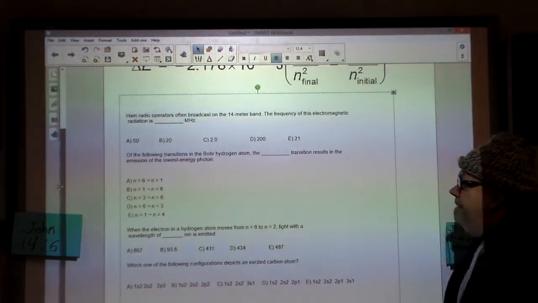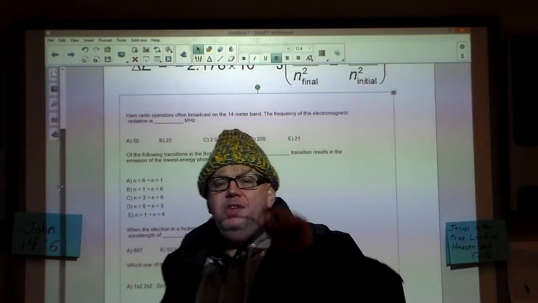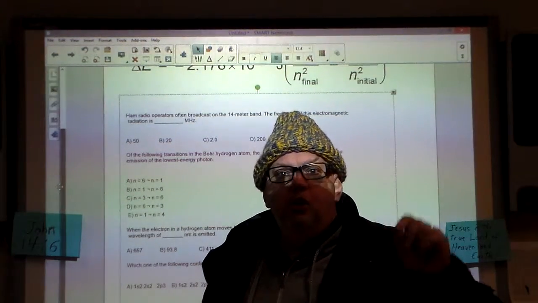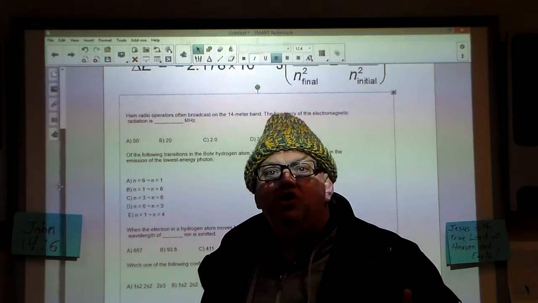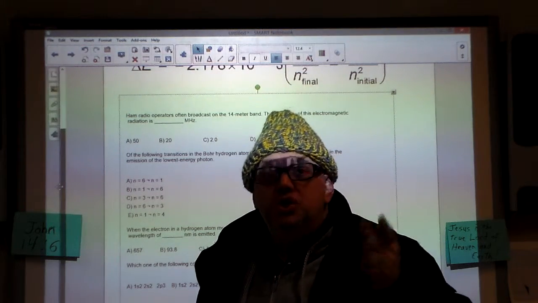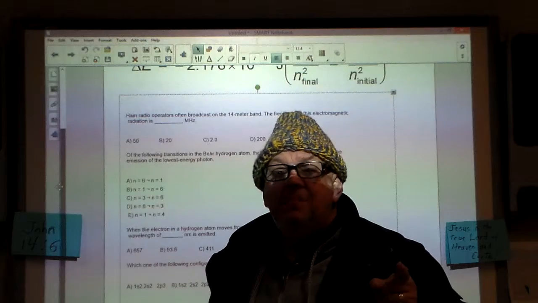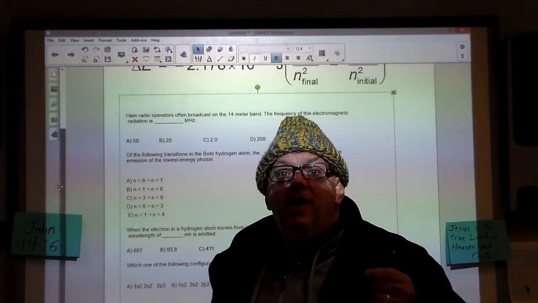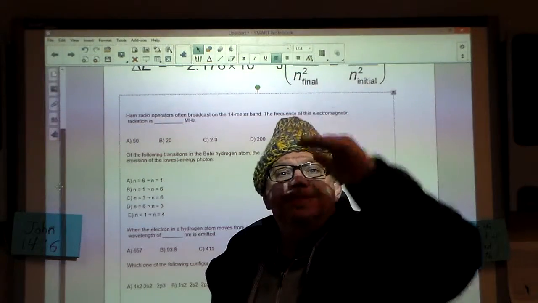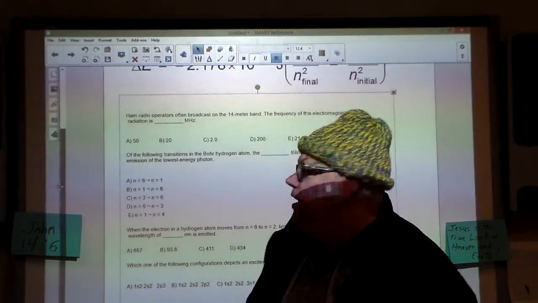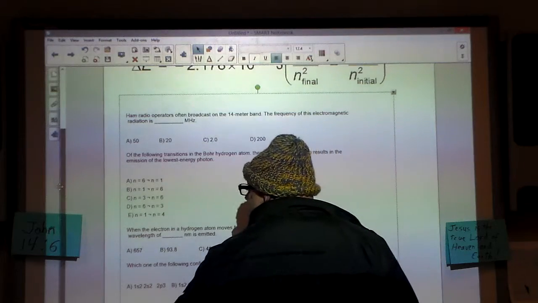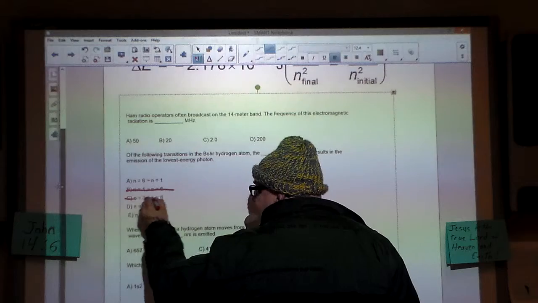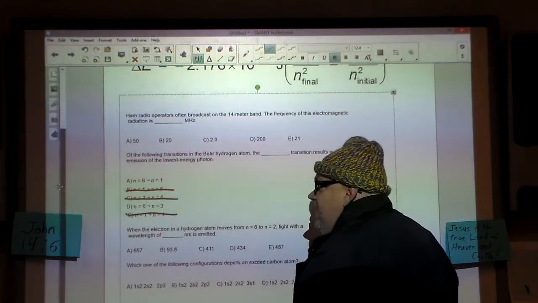Now, here's the thing. If you're talking about electrons giving off energy, do electrons climb levels in order to give off energy? If you don't know the answer to that, you should not be in AP chemistry. You need to go back, okay? The answer has to do with the electrons have to come down energy levels in order to give off the energy. So guess what? What does that eliminate? Well, it eliminates B. It's going to eliminate C, and it's going to eliminate E.